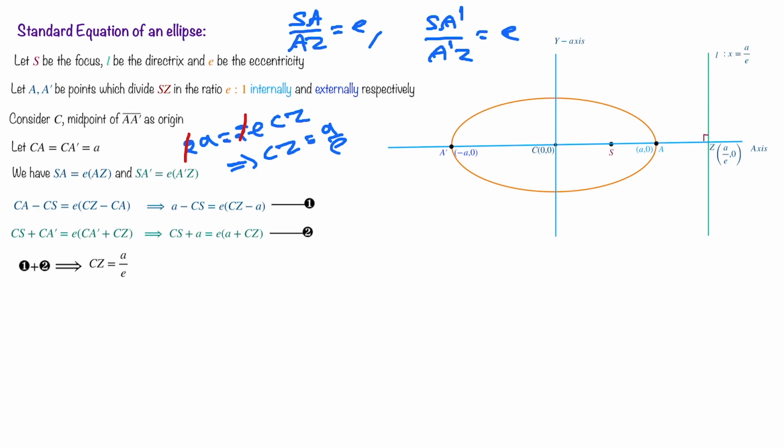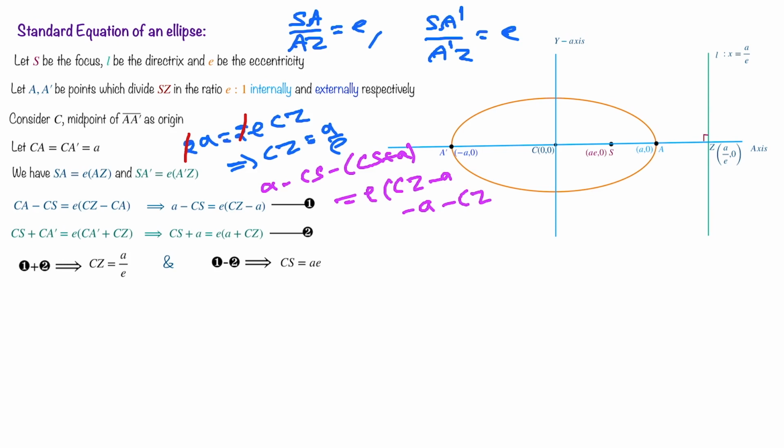Fine. Now if I do 1 minus 2, what happens here? A minus CS minus of CS plus A equal to E times CZ minus A minus A minus CZ. Here CZ, CZ cancel. Here A gets cancelled. Then you will have minus 2CS equal to minus 2AE. Here 2, 2 cancel, minus minus gone. Then we got CS equal to AE. So 1 minus 2 gives CS equal to AE. So the distance from C to focus is AE, which means the S coordinates must be AE comma 0. So we got the S coordinates as AE comma 0.